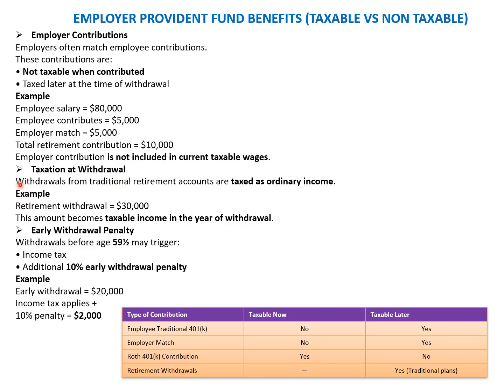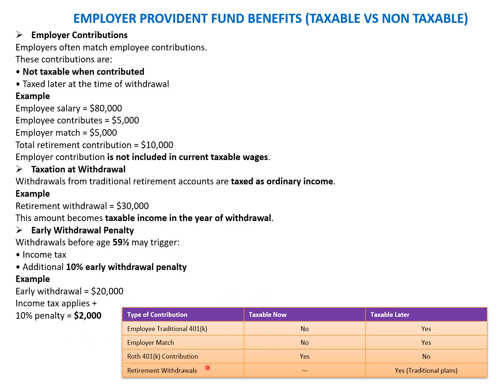Taxation at withdrawal: withdrawals from the traditional retirement plan are taxed as ordinary income. Let's say somebody has withdrawn 30,000, the entire amount is taxable. There is also a clause for early withdrawal penalty. Withdrawal before age 59 and a half may trigger the income tax and an additional 10% withdrawal penalty. So an early withdrawal of 20,000 attracts the income tax plus the withdrawal penalty as well.